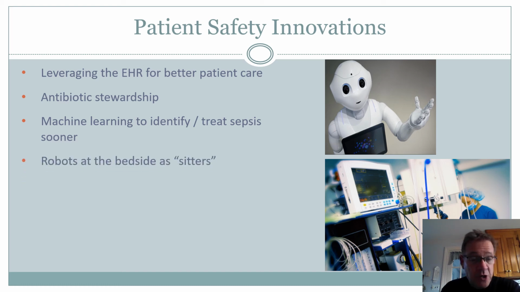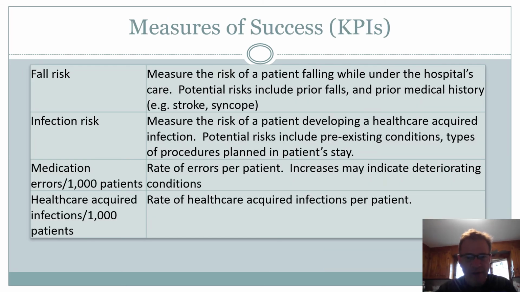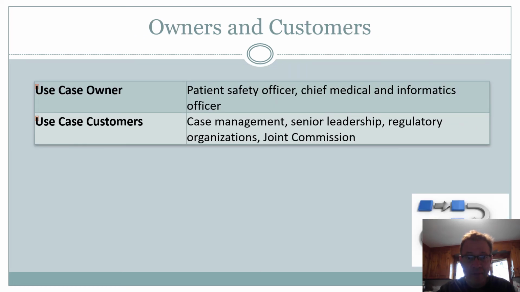There have been some situations of people actually using robots in working with patients and acting in kind of a sitter relationship, and then dealing with artificial intelligence to detect a patient's deterioration. And the rate of healthcare acquired infections per patient is also an important metric to track over time, because any kind of deterioration in that could also indicate a deterioration in the general conditions or quality of care in the hospital or healthcare institution.